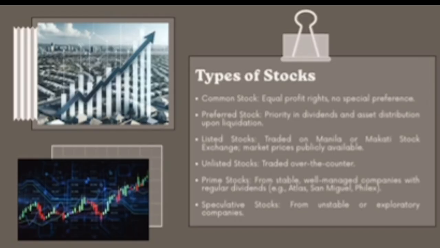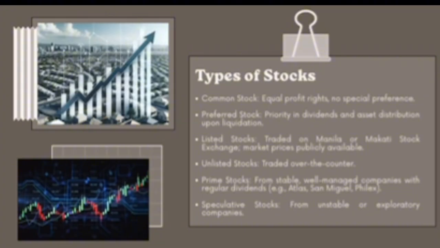Listed stocks are traded on the Manila or Makati Stock Exchange, and market prices are publicly available. So these are stocks officially traded in the stock exchange, such as the Philippine Stock Exchange or PSE in Makati. Their market prices are publicly available and fluctuate daily. For example, Ayala Corporation and Globe Telecom are listed stocks you can buy and sell in the PSE. Fourth one, we have the unlisted stocks.